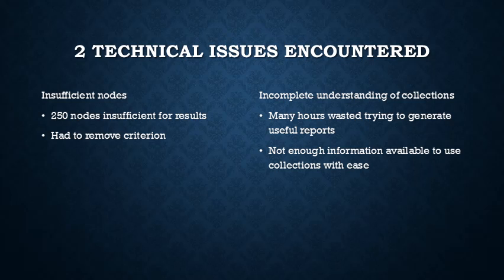Two main technical issues were encountered. Because we used Corvid as a trial, I found working with only 250 nodes very difficult to deal with. I had to remove a lot of my criteria to make the system work, and because of that, the results and the effectiveness of the system have changed. I was also hindered by my incomplete understanding of collections. I wasted a lot of time trying to use collections improperly to generate useful reports. I feel like that mostly came from not enough information being available to me from Corvid about how to use collections and how they work.